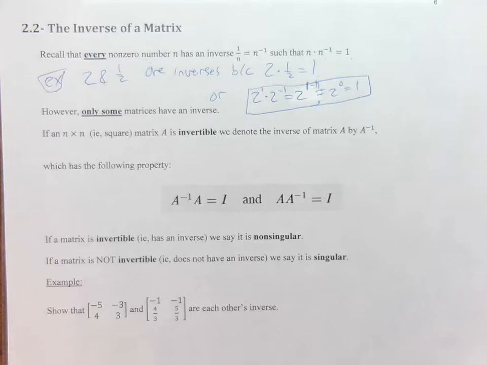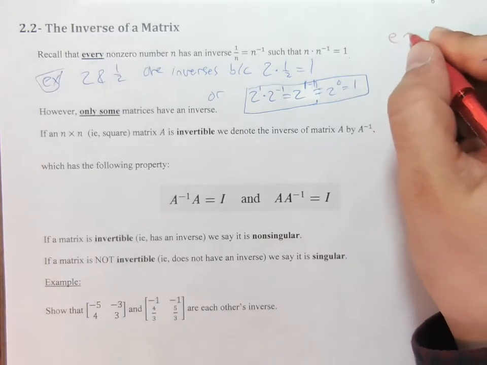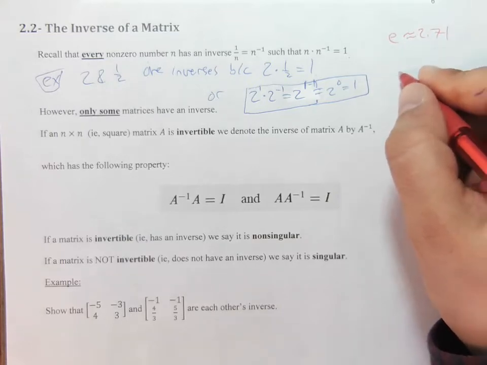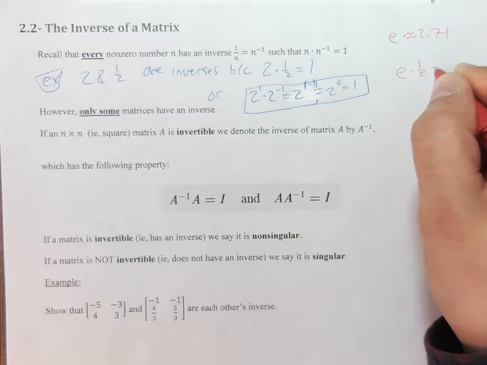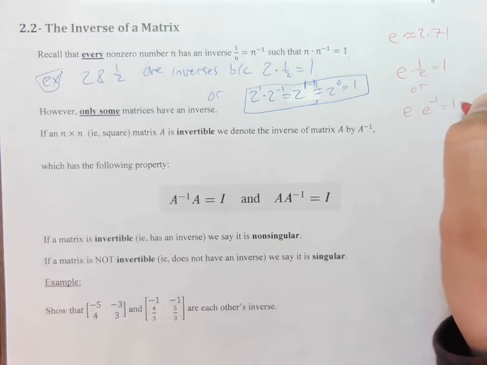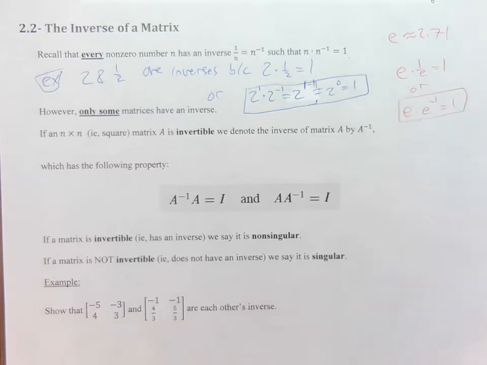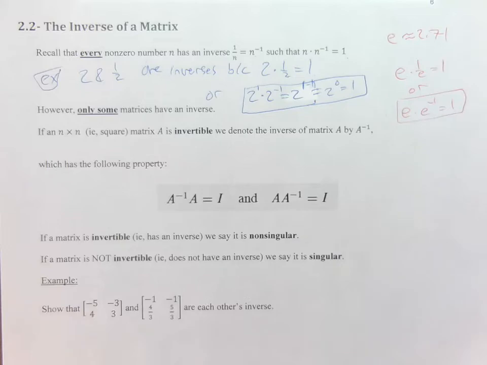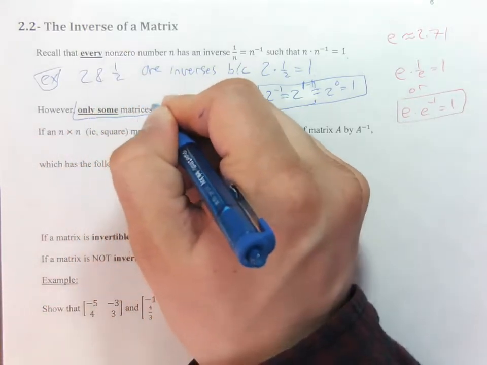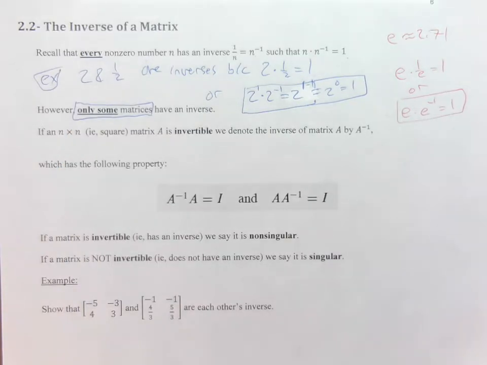And every number has that, right? So for example, e, we know that e is approximately 2.71, and it has an inverse too. e times 1 over e also equals 1. Or you could say e times e to the minus 1 equals 1, right? Okay, so every real number has a multiplicative inverse. But, like it says right here, only some matrices have a multiplicative inverse.